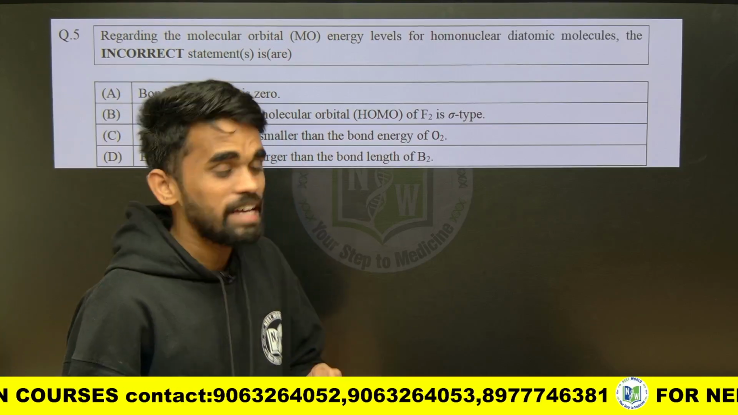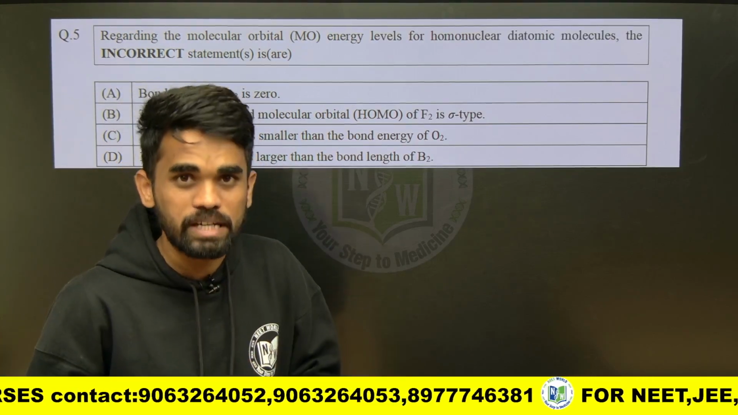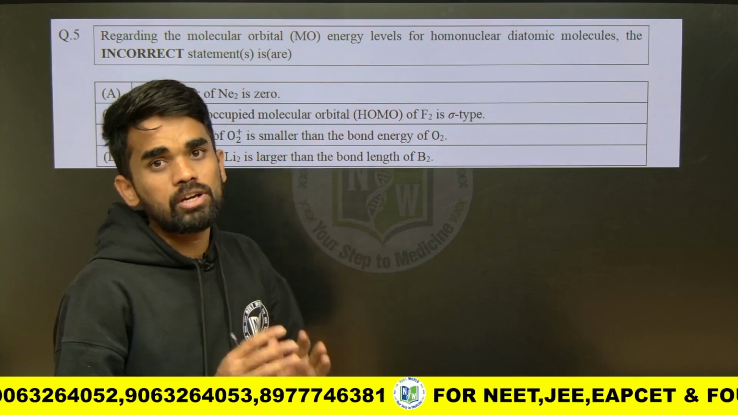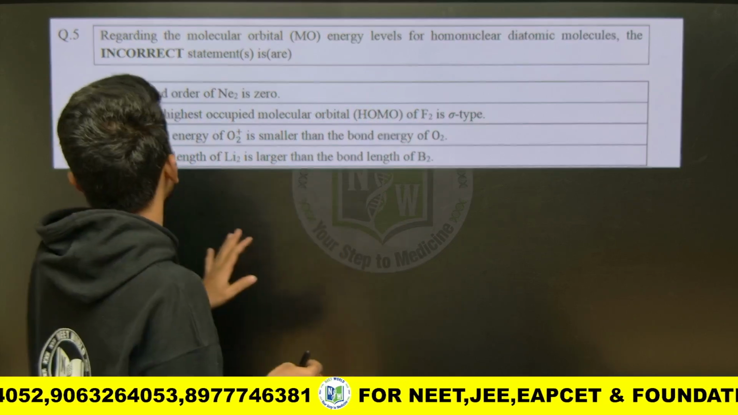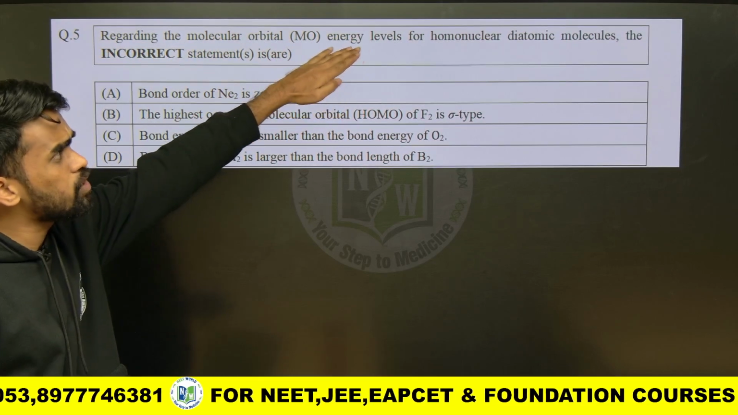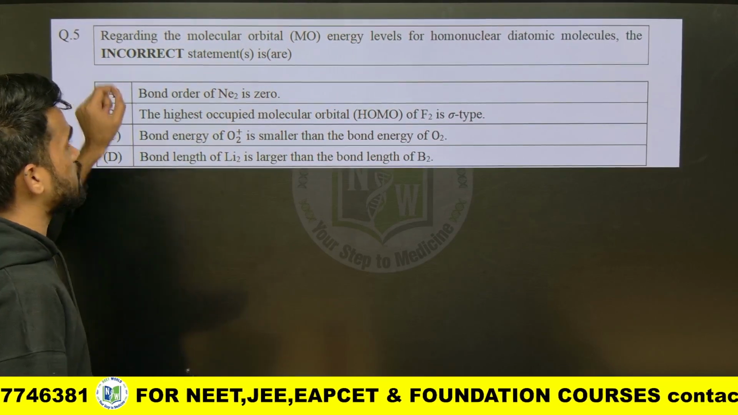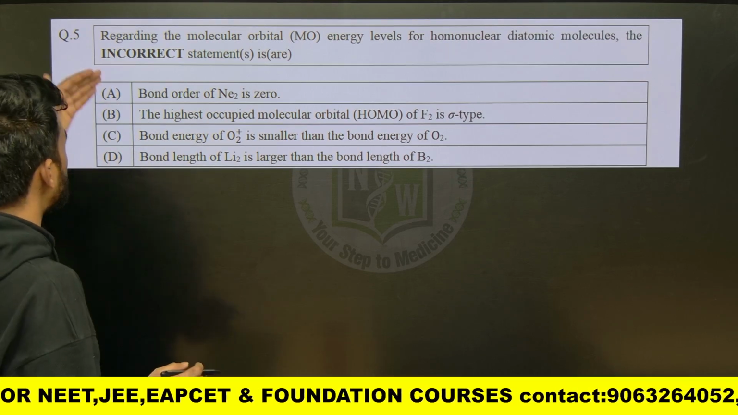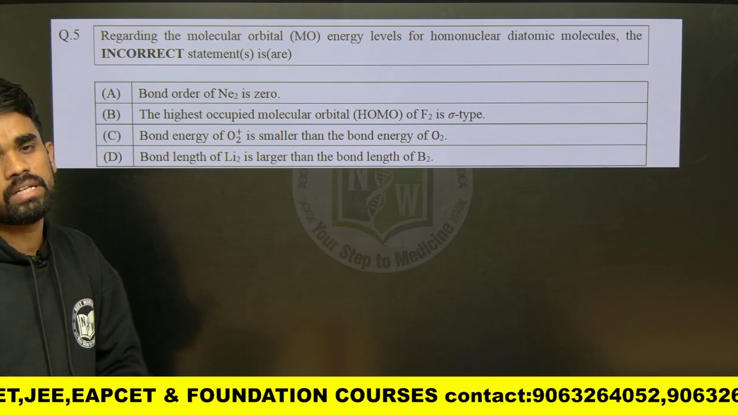Hello my dear students, here we have a question from JEE Advanced 2025 which is from chemistry, chemical bonding based on molecular orbital theory. The question says: regarding molecular orbital energy levels for homodiatomic molecules, the incorrect statement is. This is a multi-select question, so out of these 4 options, they are asking which is the incorrect one.